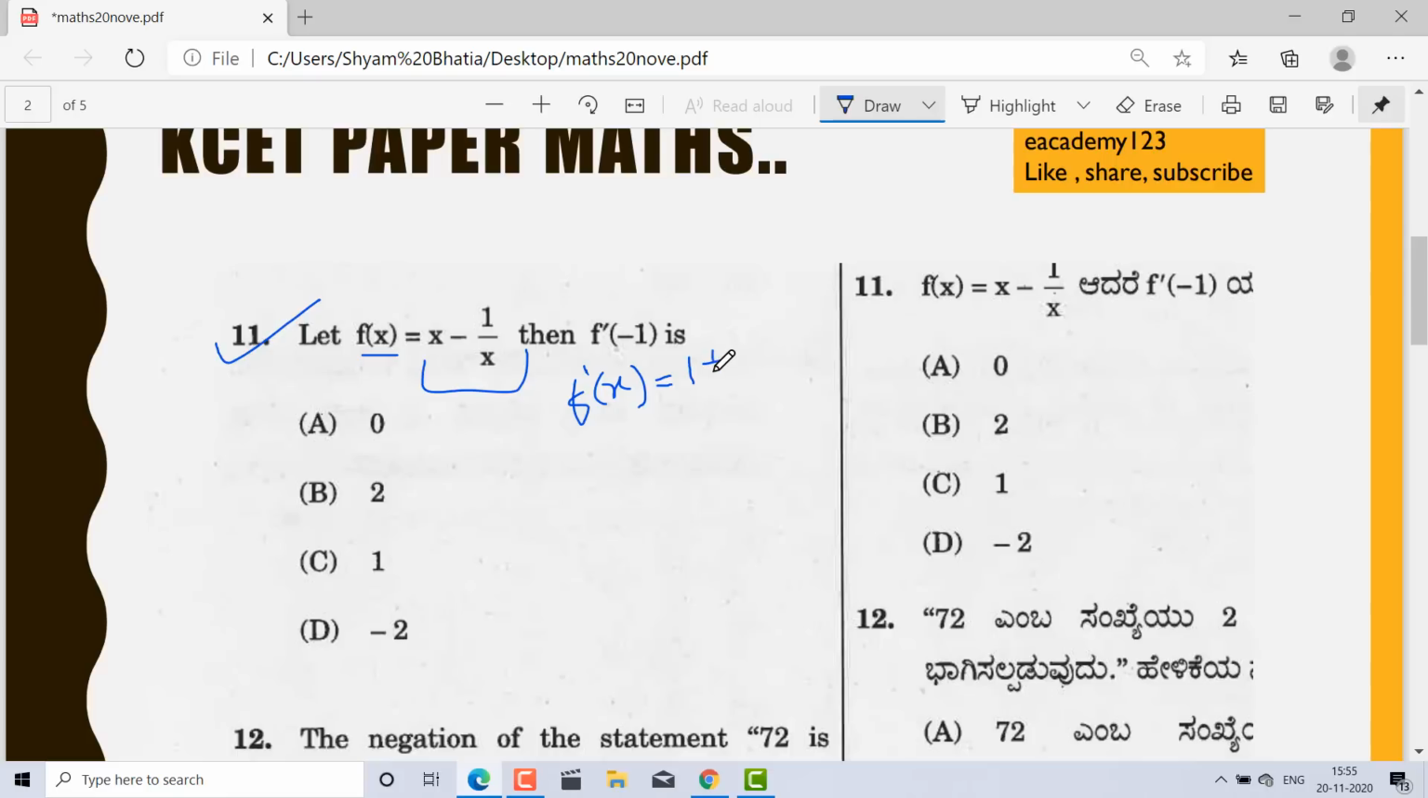plus, got my point or not? And here minus plus, and you can write it like that. First of all, you can also write the function f(x) like that. If you are confused, then you can also write x minus x raised to the power minus 1. It is okay. And if you differentiate it, f dash, then what will happen?